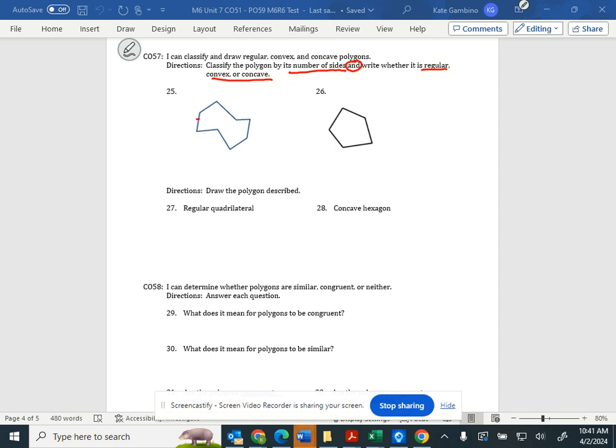number of sides, 1, 2, 3, 4, 5, 6, 7, 8. It is an 8-sided figure. It is an octagon. I am not done. Is it regular, convex, or concave? I see that two sides are caved in, so I know it is a concave octagon.